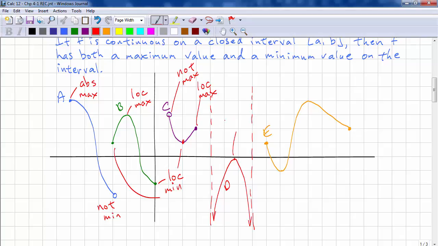Here we have a local max. And here is also a local max. Here is a local min. And local max. And local min. And if you're paying attention, you would notice that this function does not have an absolute minimum. This goes to infinity, and infinity is neither a minimum or a maximum.